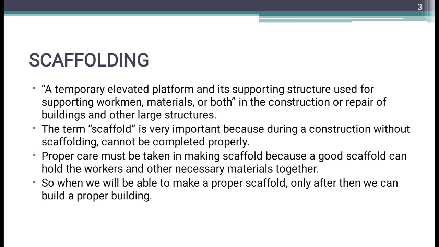The term scaffold is very important because construction cannot be completed properly without scaffolding. Proper care must be taken in making the scaffold because a good scaffold can hold the workers and other necessary materials together. So only when we are able to make a proper scaffold can we build a proper building.